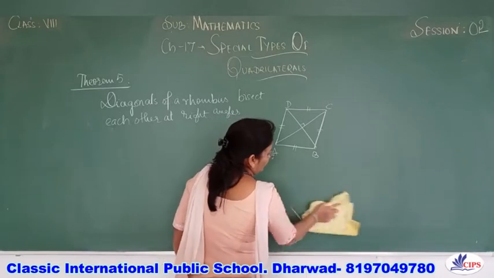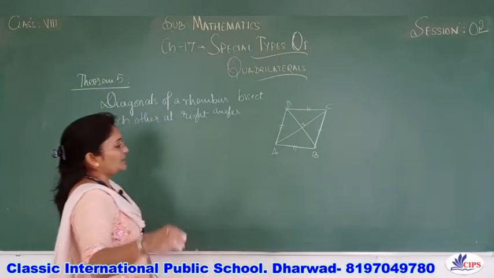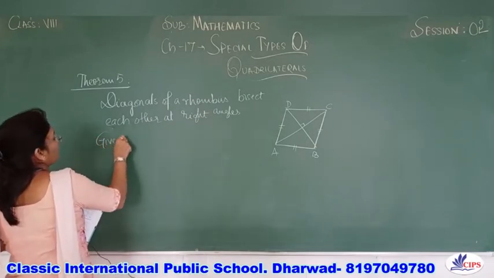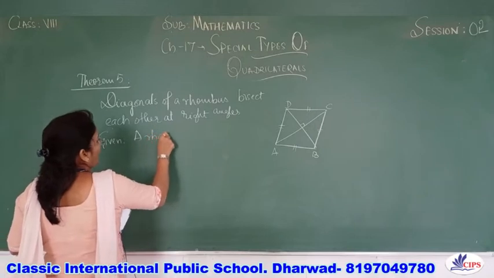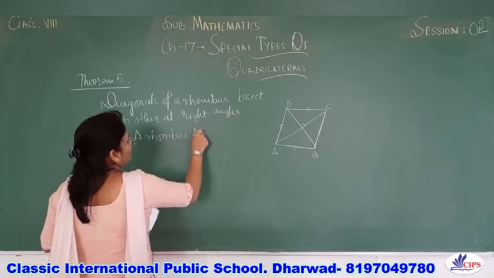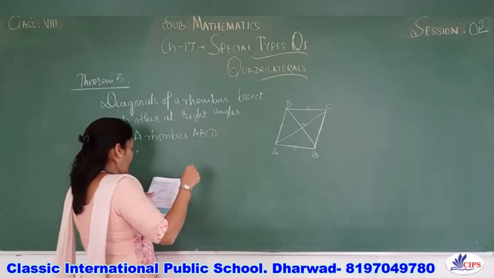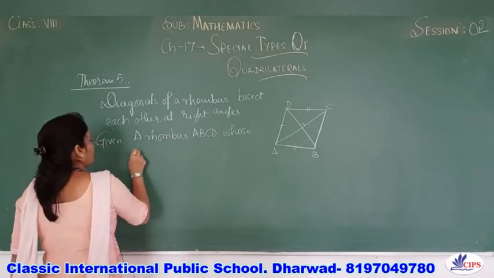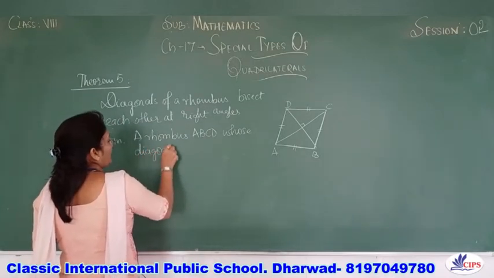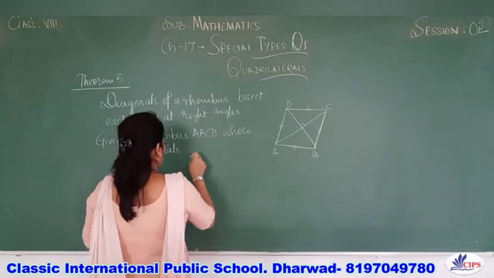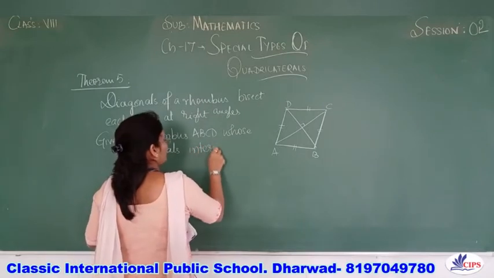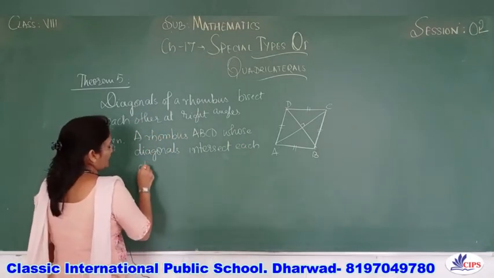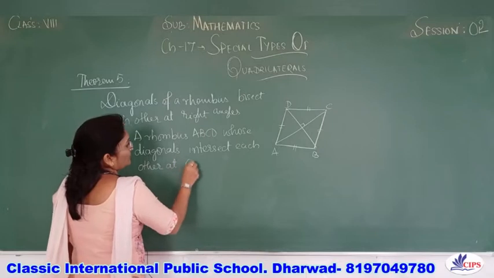So I'll erase this. So here we have got ABCD. So what is given there? Given is a rhombus ABCD, then in that, whose diagonals intersect each other at O.